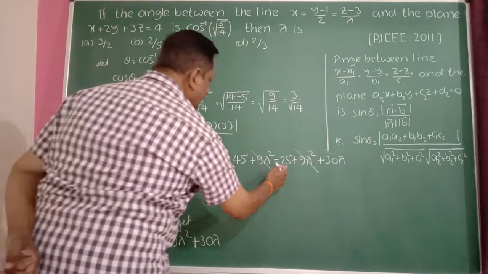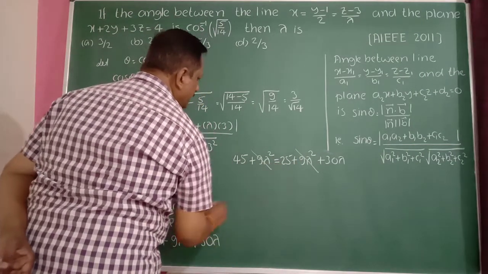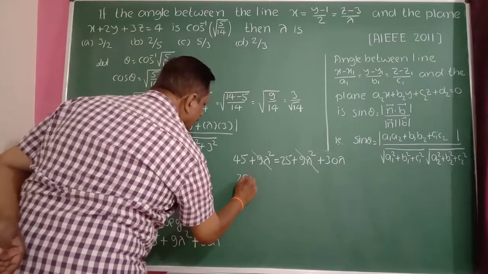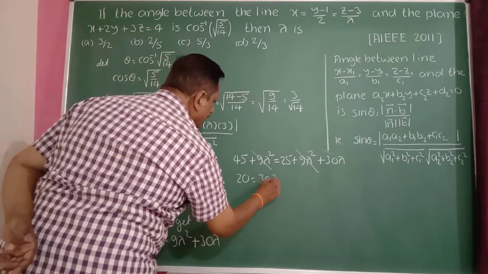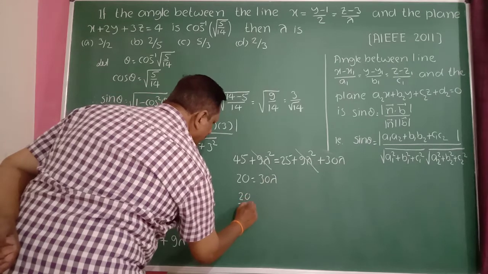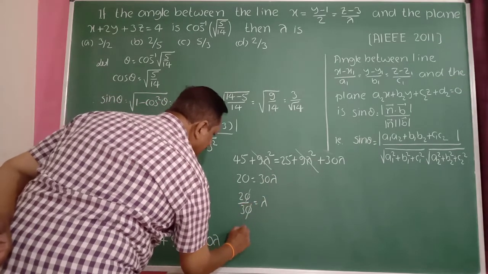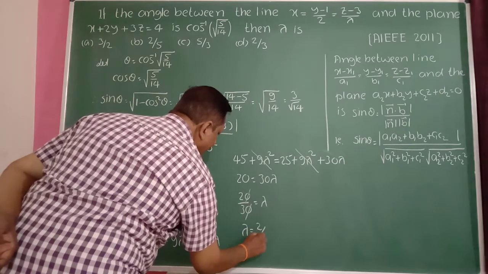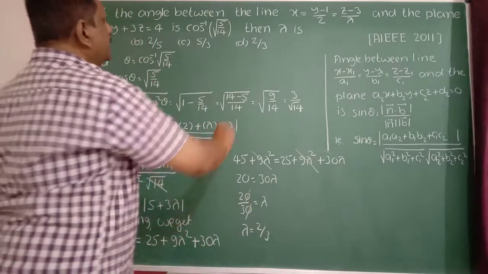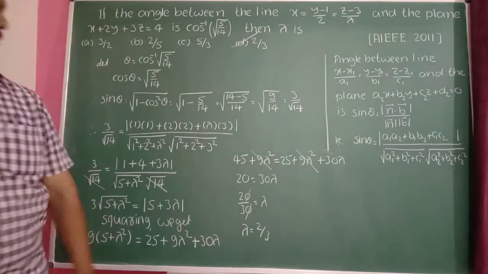Take 25 to this side: 45 minus 25 gives 20, which is equal to 30 lambda. Here 20 divided by 30 is equal to lambda; this 0 cancels with that 0. Therefore the value of lambda is 2 by 3. So D is the answer.